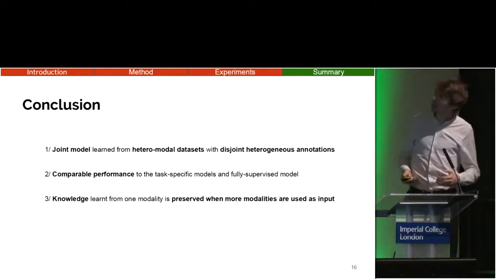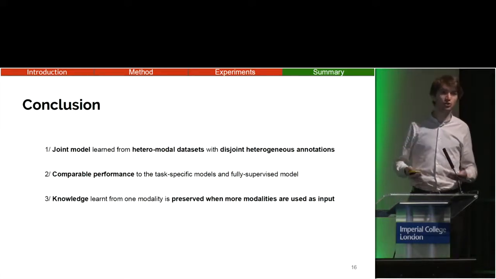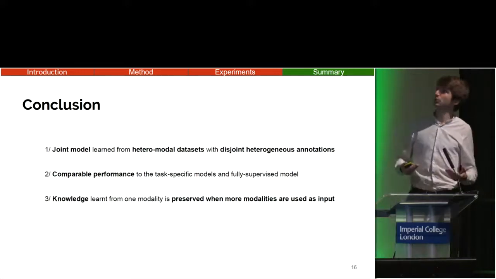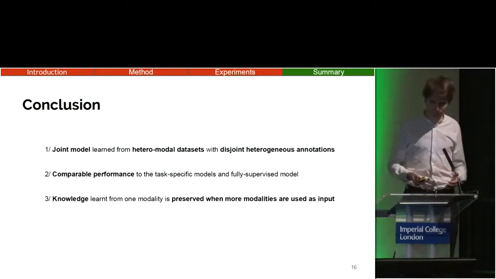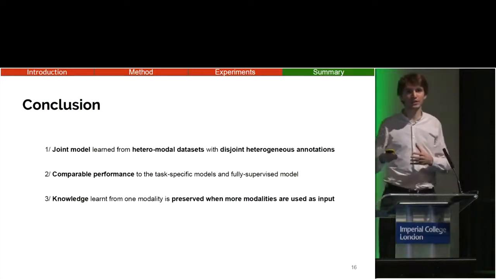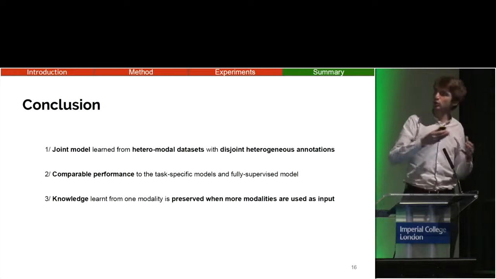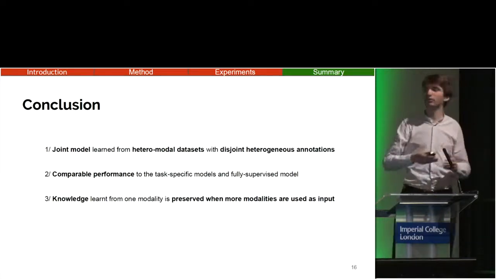So to conclude, what we showed is that we train a joint model on two task-specific data sets that are hetero-modal. We reach comparable performance to the task-specific models and the fully supervised models. And we can also see that the knowledge that we learn from one modality is preserved when more modalities are used as input. So the knowledge that we learn from T1 scans is preserved when the T1 and the FLAIR are the input.